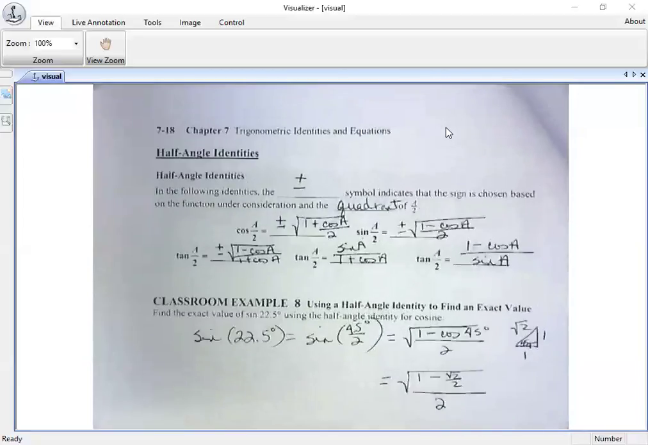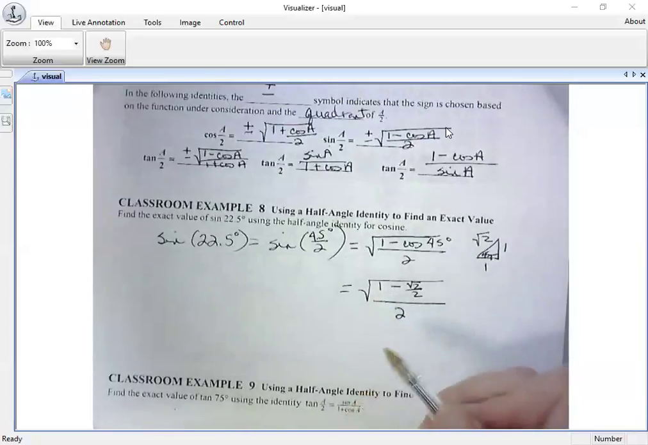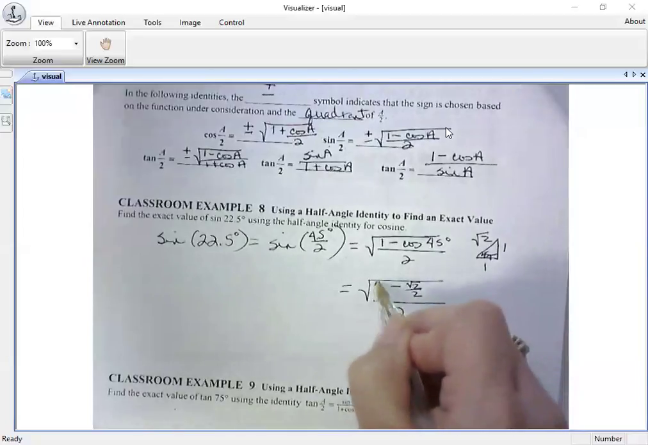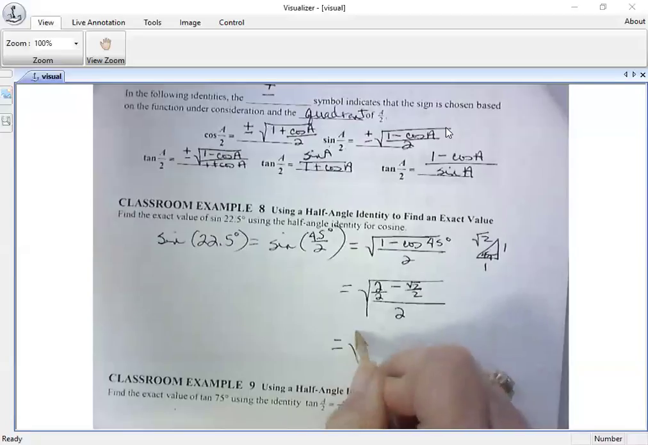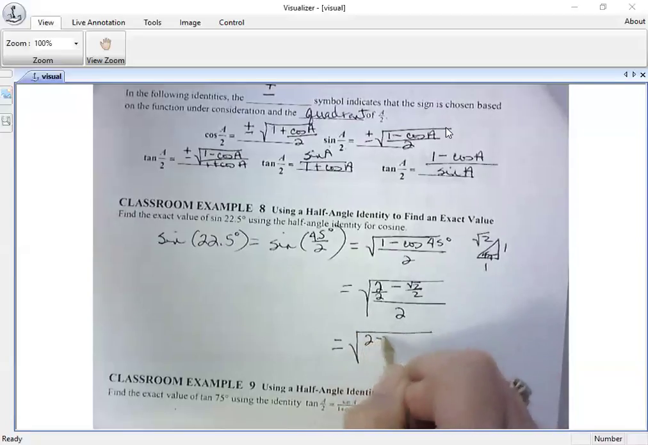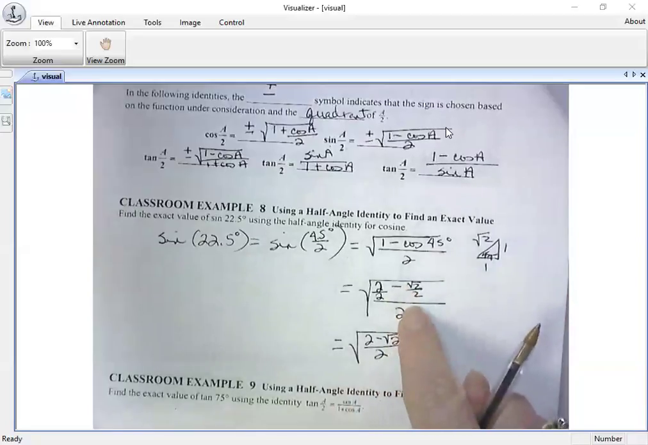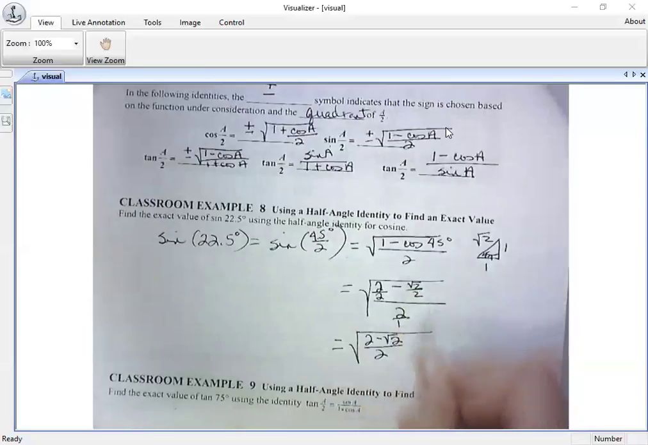So let's do a little bit of cleanup. I might want to think about rewriting 1 as what? Yes, I need to get a common denominator. So can I write it as 2 over 2? And by the way, this whole thing is under the radical. So that would give me the square root of 2 minus the square root of 2 over 2, which is my numerator. And instead of leaving this in fraction form, can I multiply by the reciprocal? Times 1 over 2.